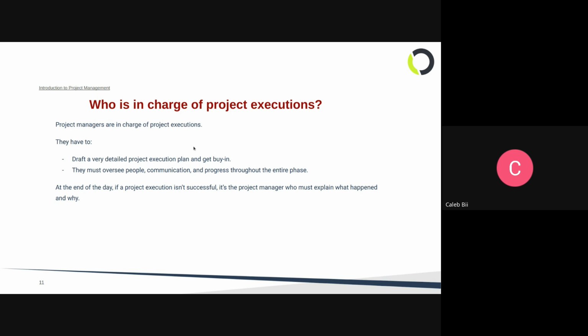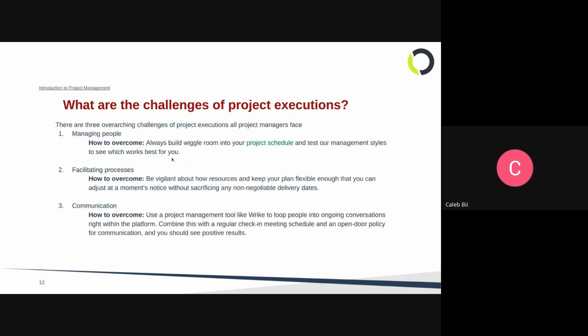So this is just to show you who is in charge of project executions, and we've agreed, I believe each and every person in the call is in agreement with me that the project managers are the ones who are in charge for the project execution phase. So that is for who is in charge of the execution phase. Now we're going to have a look at what are the challenges of project execution. So during project execution, we normally encounter challenges. You as a project manager, you'll be encountering challenges when leading a team through this specific phase.